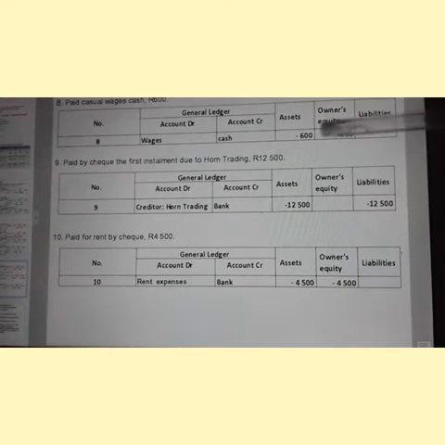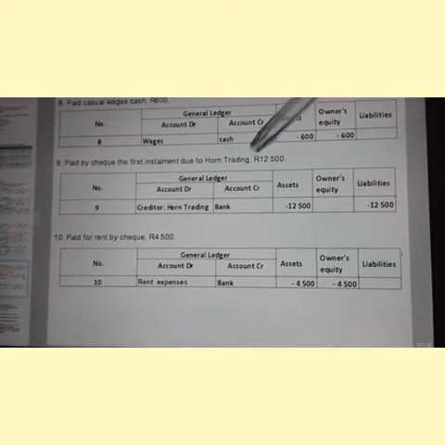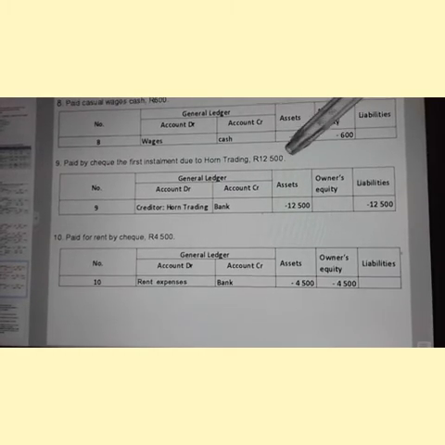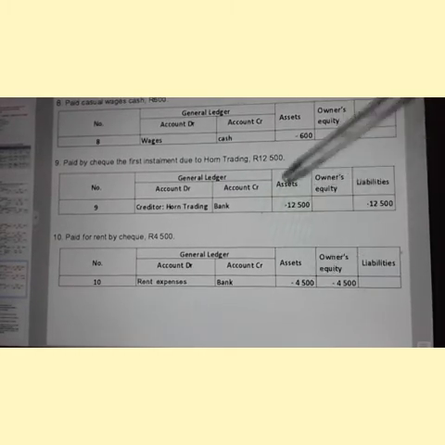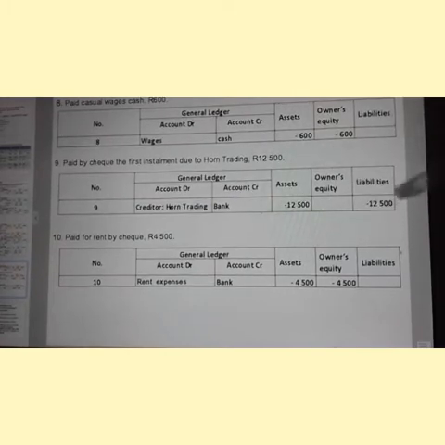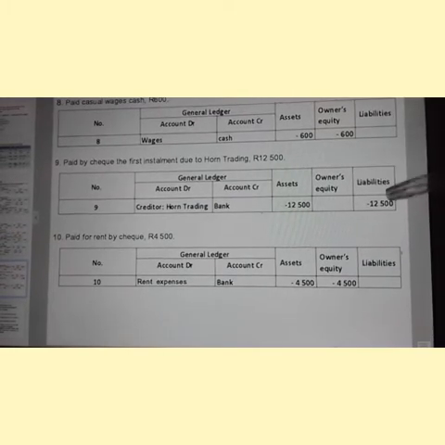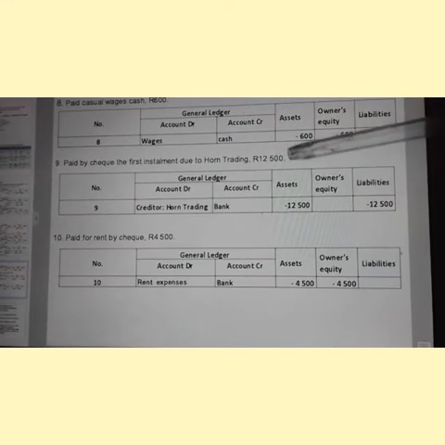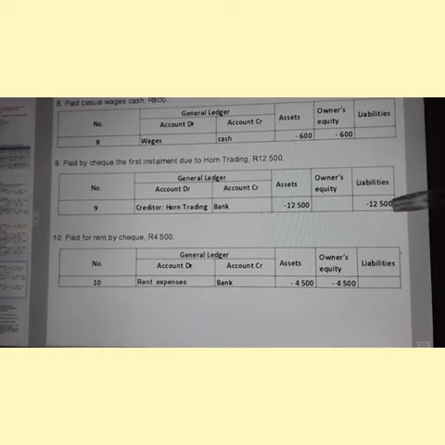So this is how it's going to affect the accounting equation. This is going to decrease our assets because we lost money, cash in the bank. We lost this cash in the bank, so we have a decrease in our assets account. At the same time, we have a decrease in our liabilities account. The amount of money that we owe to Horn Trading will be reduced because we are now trying to settle accounts. So our liability account will also decrease with the same amount, 12,500.